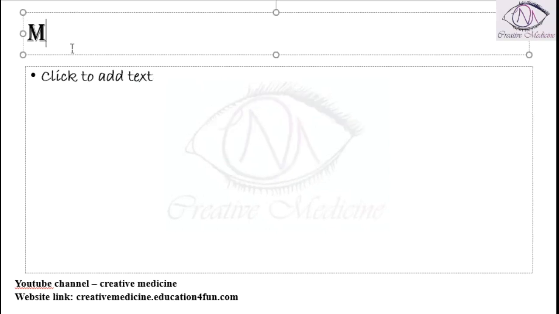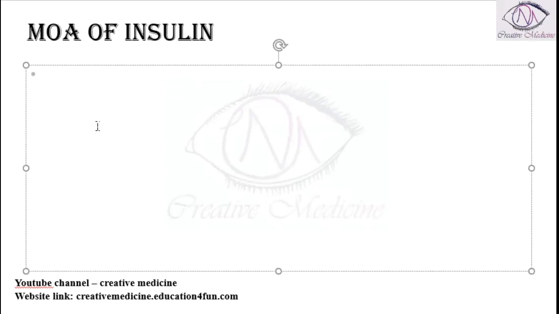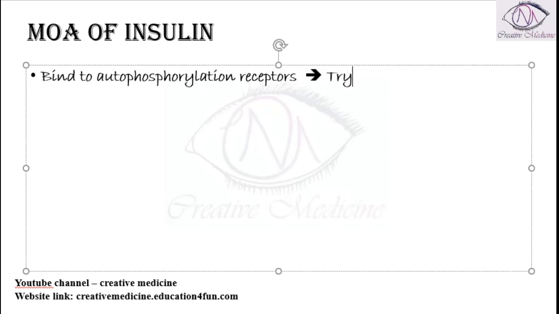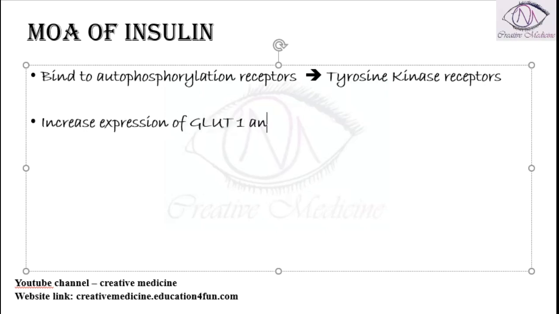Then if you see the mechanism of action of insulin, it will mainly bind to autophosphorylation receptors. So what are these autophosphorylation receptors? Insulin will bind to the autophosphorylation receptors, which are nothing but the tyrosine kinase receptors. Once it binds to the tyrosine kinase receptors, it will increase the expression of GLUT1 and GLUT4. This expression occurs due to insulin, right?